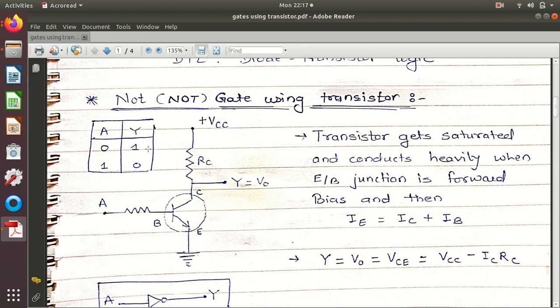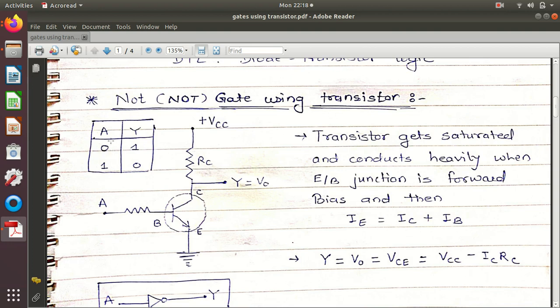These are the binary digits, wherein suppose you are using a 5-volt battery. In that 5-volt battery, the voltage which is about 0 to 0.5 can be treated as logical 0, whereas the voltage which is about 3.5 to 5 volt is treated as logical 1. Okay, so the NOT gate is such a gate in which it inverts the input.